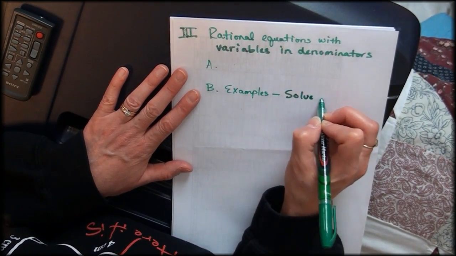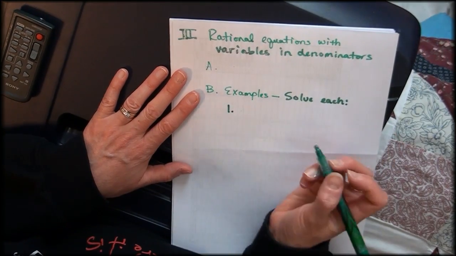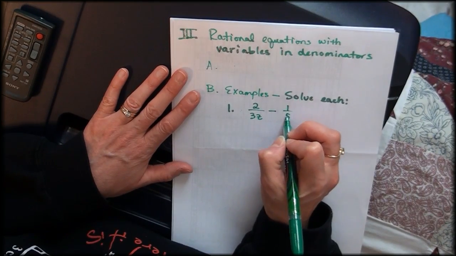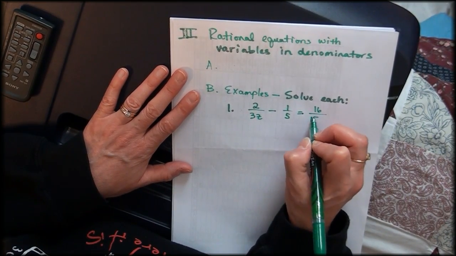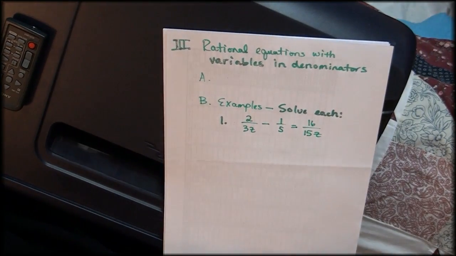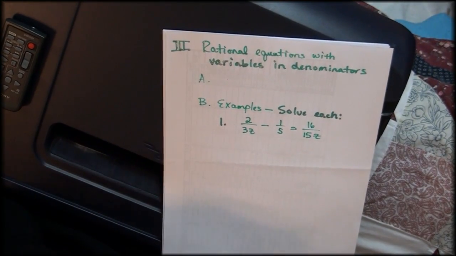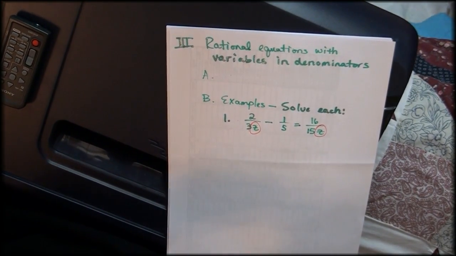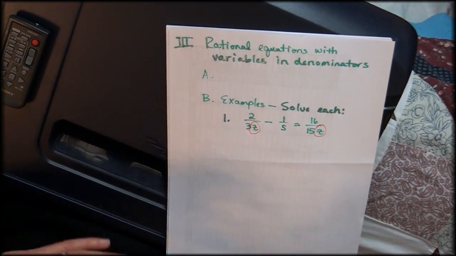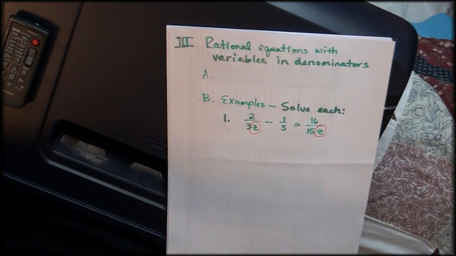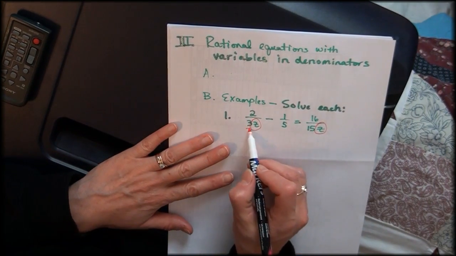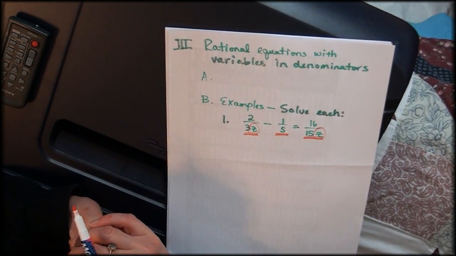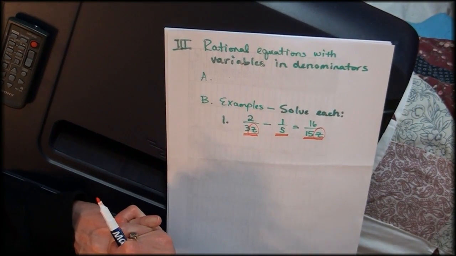So let's say that I have 2 over 3z minus 1/5, and that equals 16 over 15z. Now it looks a lot like the other one, but it's a little more complicated because of these z's that are down here. But remember, before we said that if we multiplied everything by the LCD, that would get rid of the denominator, and that would make a very simple equation that we know how to solve. So what would be the LCD for 3z, 5, and 15z? Well, if I just look at the coefficients, 3, 5, and 15, the LCD for that is 15.